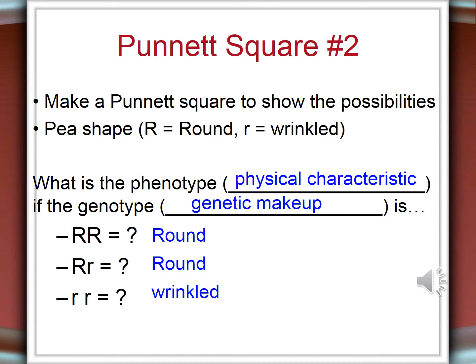Once again, physical characteristic, phenotype, and genetic makeup, genotype. If we get a homozygous dominant, big R, that means the phenotype is going to be round. If we get heterozygous, where we've got a dominant with a recessive, we wind up with a phenotype of round. If we get two recessives or homozygous recessive, our phenotype is going to be wrinkled.